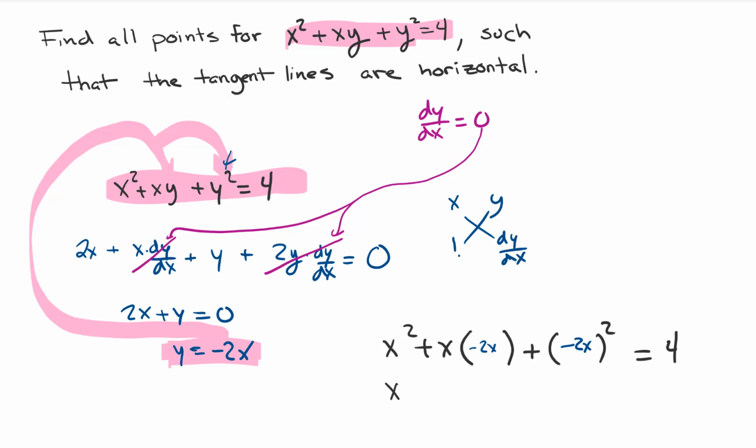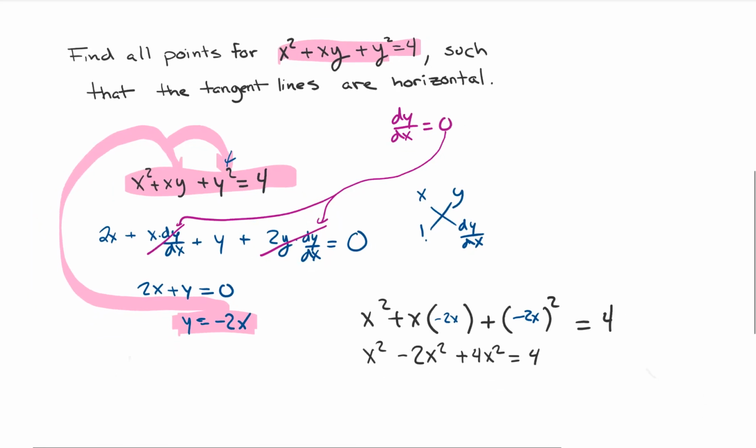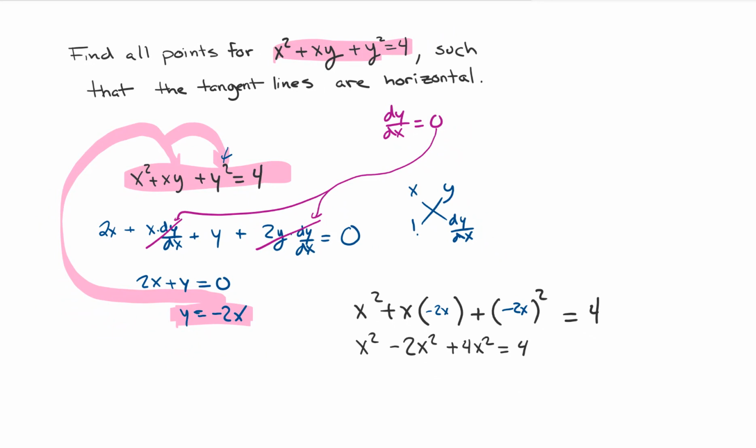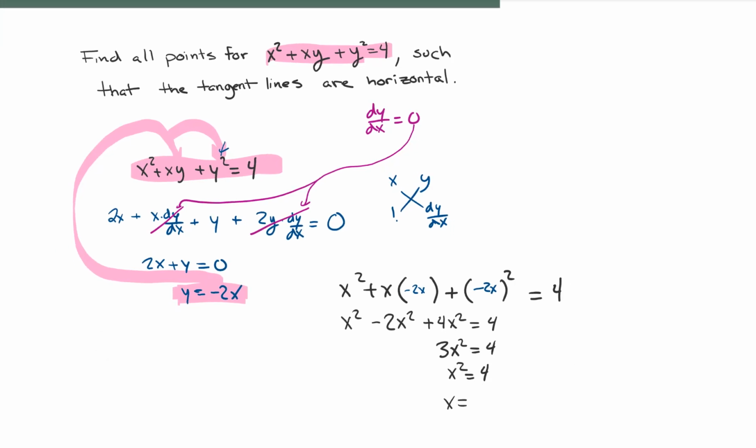From algebra, we get x squared, and this is x times negative 2, that's negative 2x squared. And then this one is negative 2x all squared, that's positive 4x squared, is equal to 4. And 1 minus 2 is negative 1, so that's 3x squared is equal to 4. Let's divide the 3 over. And when we hit that with the square root, we get x is equal to plus or minus the square root of 4 over 3. So we get plus or minus 2 over root 3.